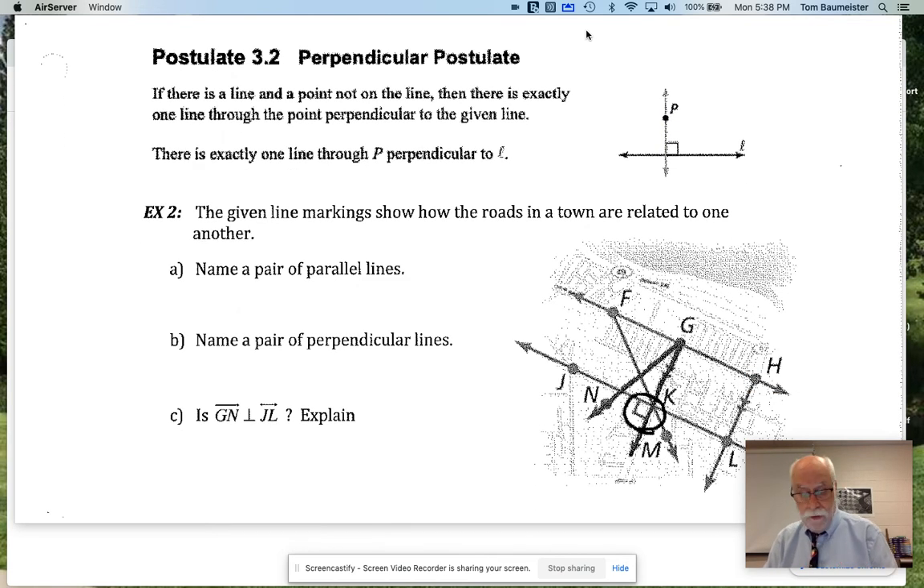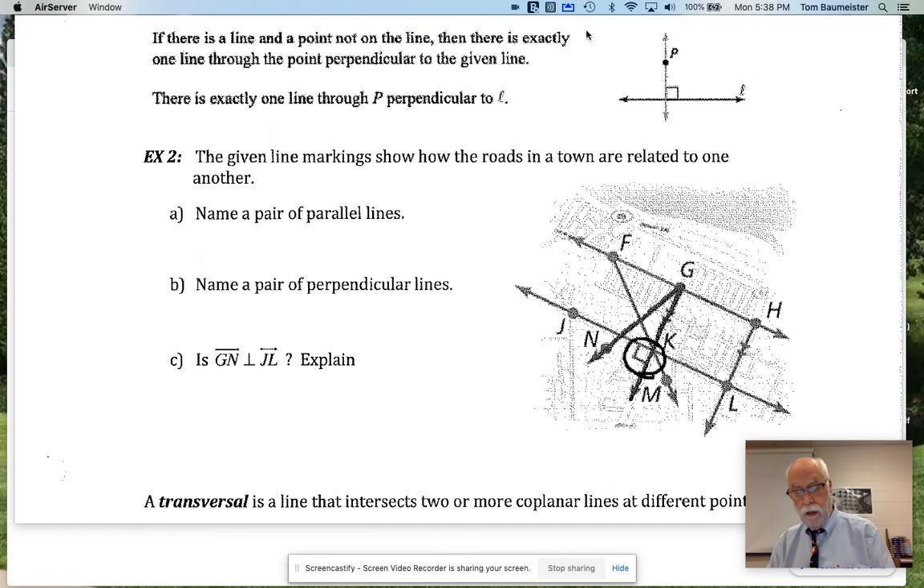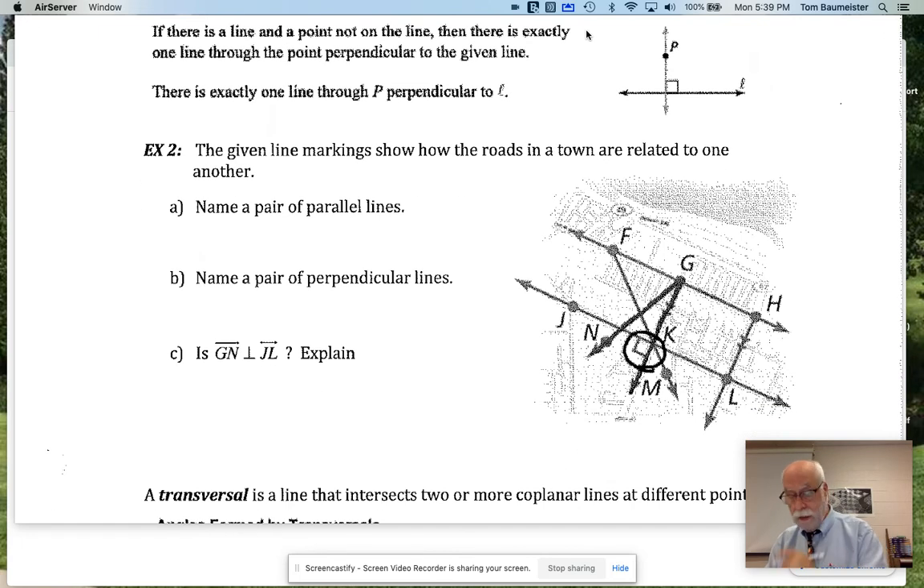So example 2 here states that the given line markings just show how the roads in a town are related to one another. So name a pair of parallel lines. Remember, parallel lines have arrows. So if we look here, we have an arrow here and an arrow here. We're not talking about the ones on the end. Those are stating that they're lines and they're continuing forever. This one right here, remember, is a ray, but they said that we have to assume that it's going in both directions. So our line would be GK, remember, I could call it GM if I wanted to, is parallel to line HL.